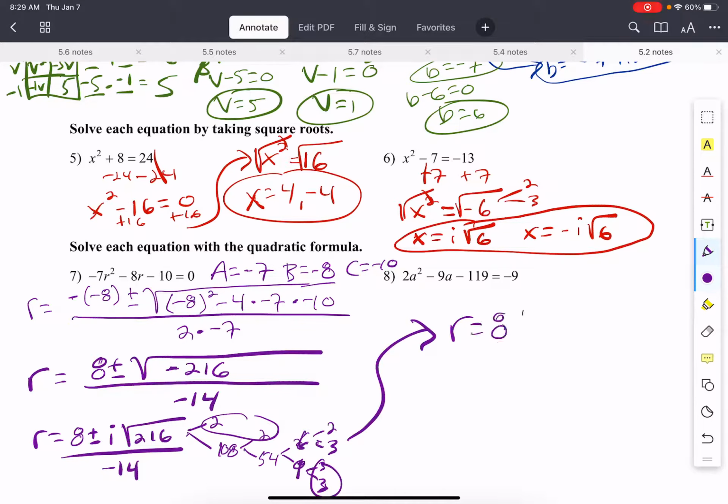x equals 8 plus or minus i. We had a pair of 2s and a pair of 3s, so that's 6. And then my leftover is here. 6i, same thing. The pair becomes 1 outside the radical. So that pair of 3s becomes one 3 outside the radical, and that pair of 2s becomes one 2 outside the radical.